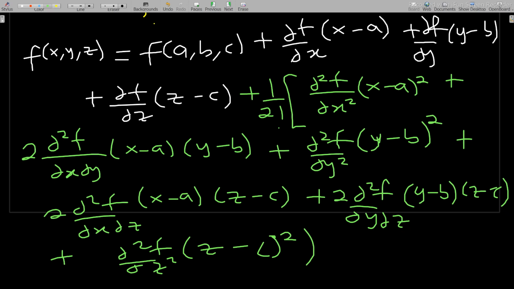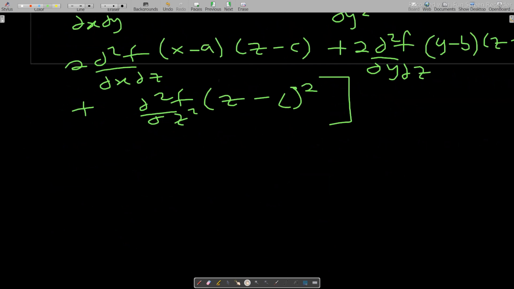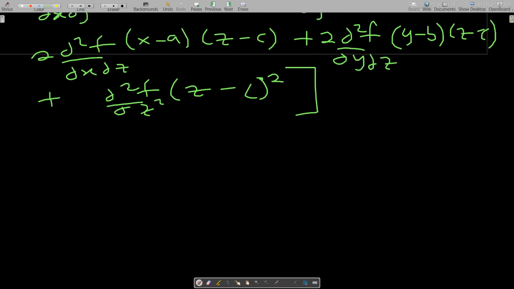This is what you have, and the square brackets would have to close it here, meaning 1 over 2 factorial times all these simplifications. That is for the second derivative. Then you go to the third derivative. You are doing it up to the third derivative, so you write the solution we had for the third derivative, everything here.